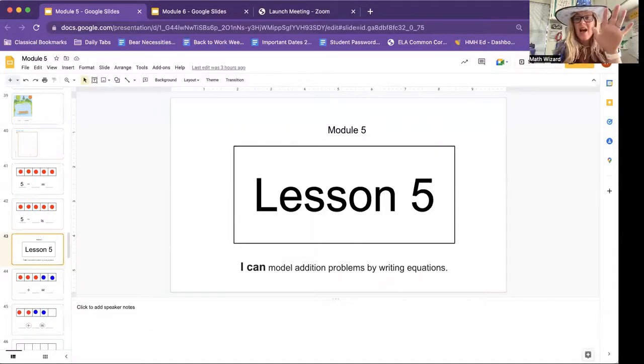All right. We're in module 5, lesson 5. So if you need to go get your math book, why don't you pause the video and go get your math book and a pencil? All right. So I can model addition problems by writing equations. That's what we're going to do today. We're going to be writing equations.